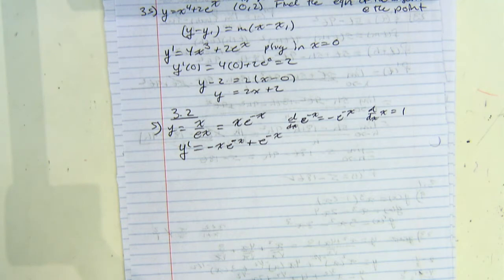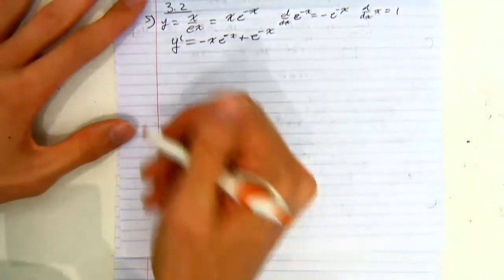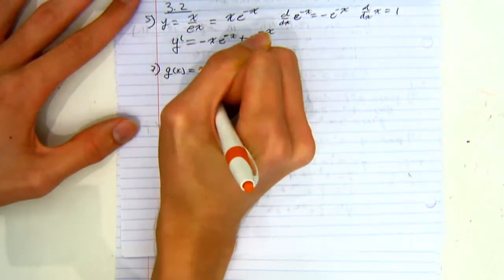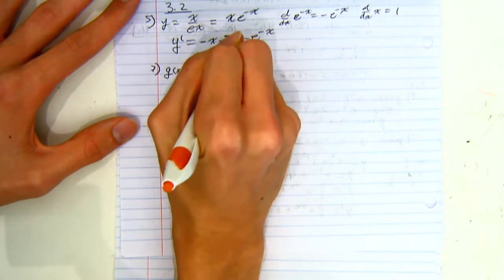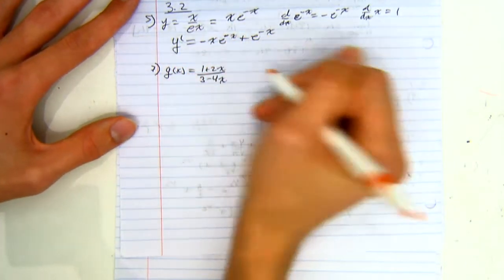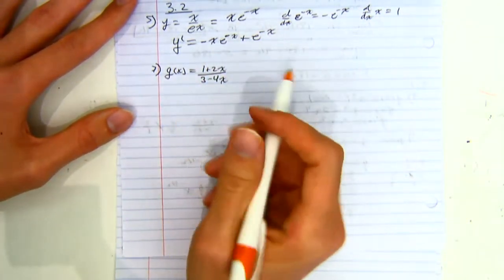Maybe I should do a quotient rule. All right. All right. So taking the derivative of this one now, quotient rule is unavoidable.